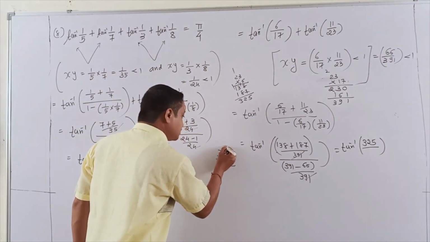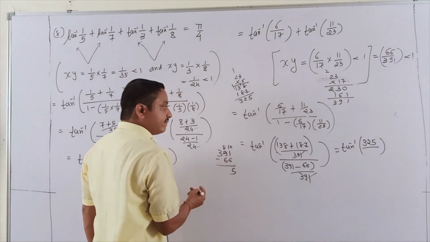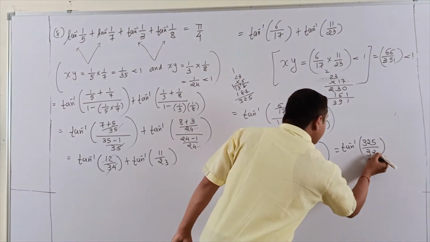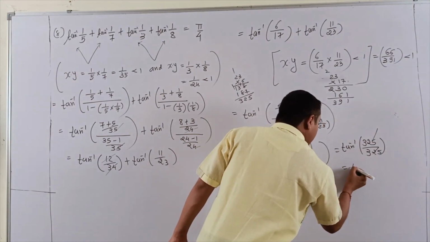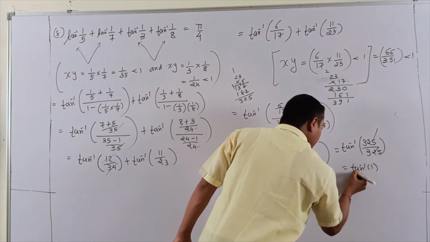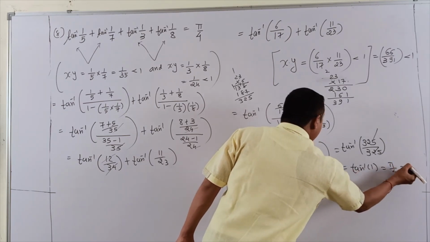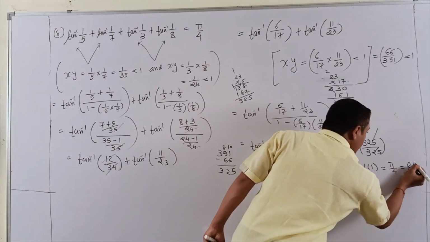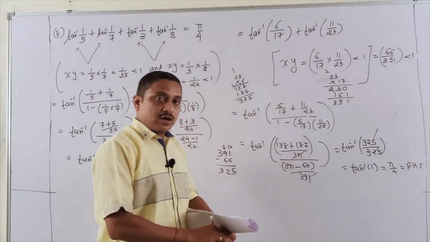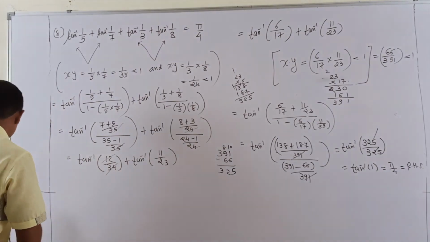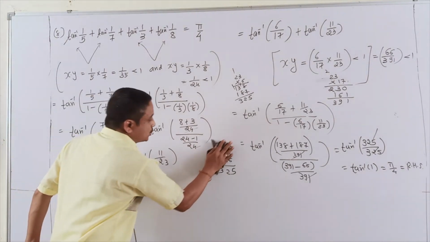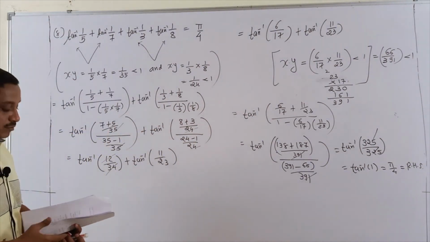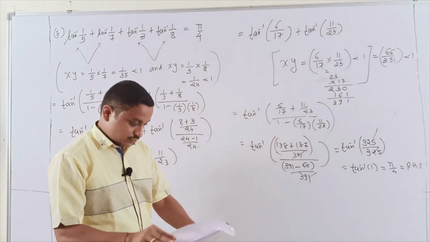I think some mistakes are there, students. 11 minus 6 is 5, and here 2. Yes, 325. Correct, no mistake. Cancelling, your value is tan inverse 1. And when it is 1, it is pi by 4. And here your RHS. Yes, students, this solution is the infinite solution. So sometimes you check out the products and additions, then you get the proper answer.